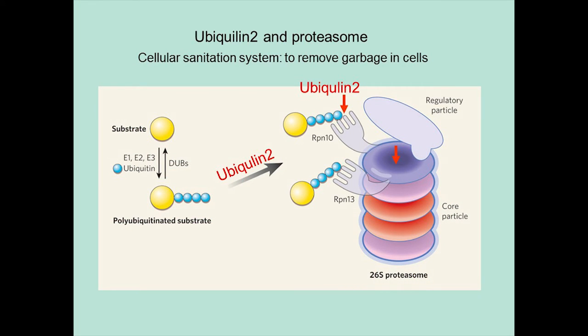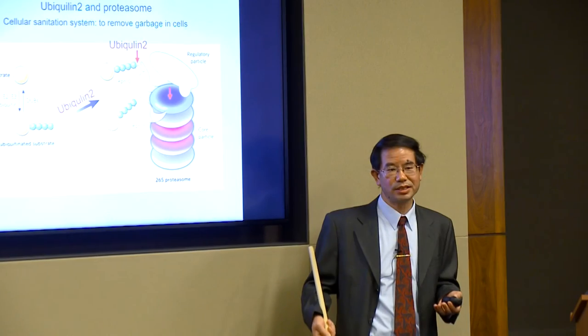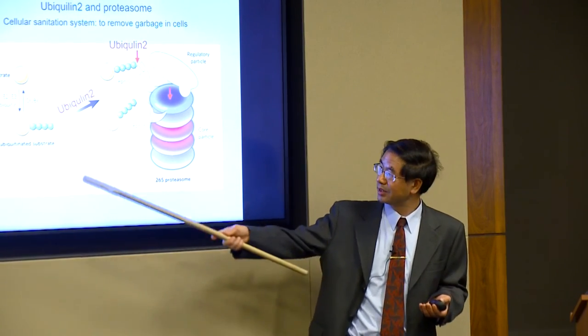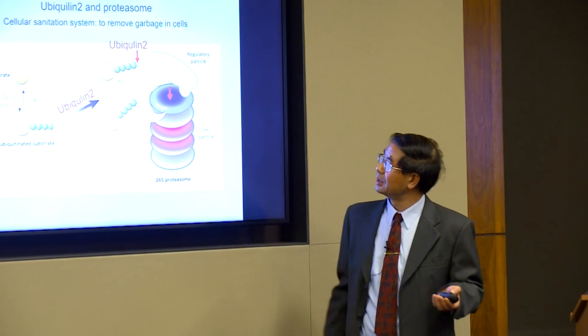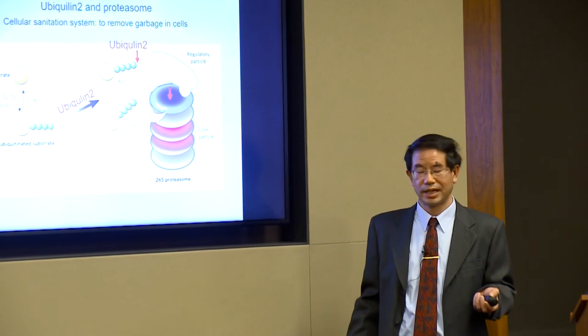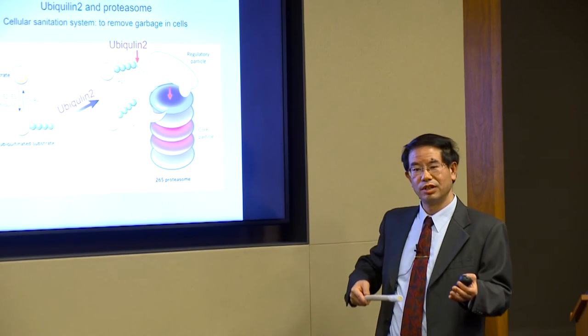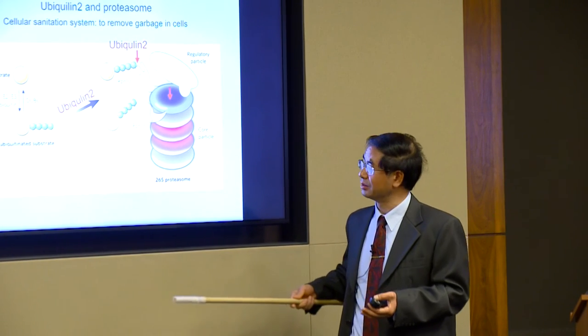And this protein plays an important role in the cellular, we say, sanitation system. Because, for example, in our community, we generate a lot of garbage every day, and this garbage needs to be removed. In the cells, it's the same. They also have a sanitation system, in which the garbage will be removed or recycled.